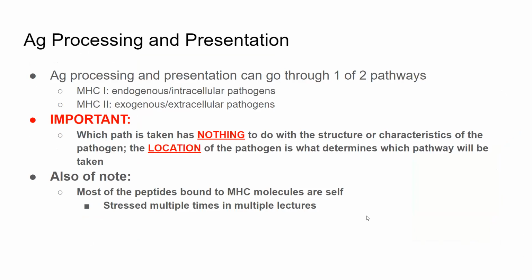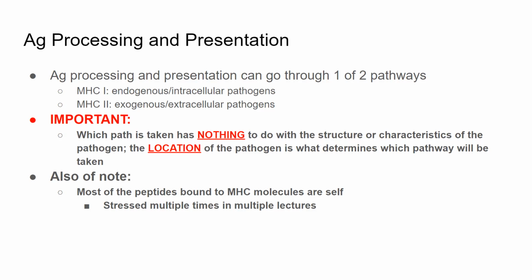All right, so antigen processing and presentation. So the antigen can go through one of 2 pathways, MHC1, MHC2. That's what we just talked about. MHC1, intracellular, viruses, stuff like that. MHC2, exogenous, mostly bacteria, whatnot. But knowing that what determines which pathway a pathogen goes through is based on its location and nothing about the actual pathogen itself. So if it's extracellular, it's always going to go through MHC2. If it's intracellular, then it's going to undergo MHC1. Does that make sense? That's important to know.